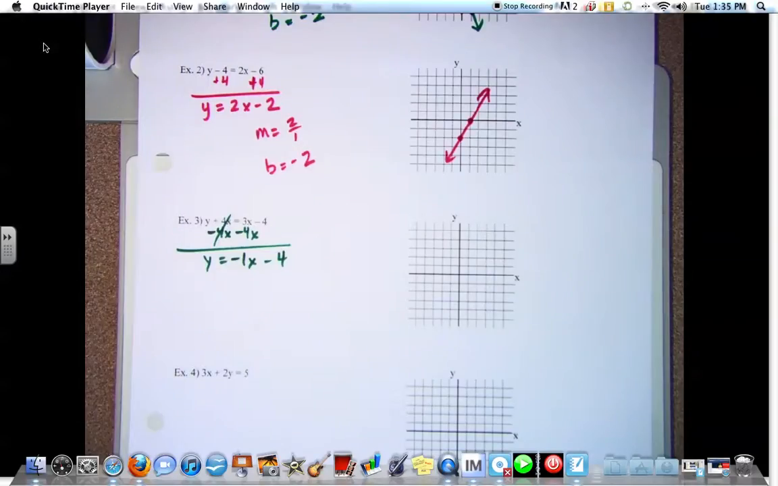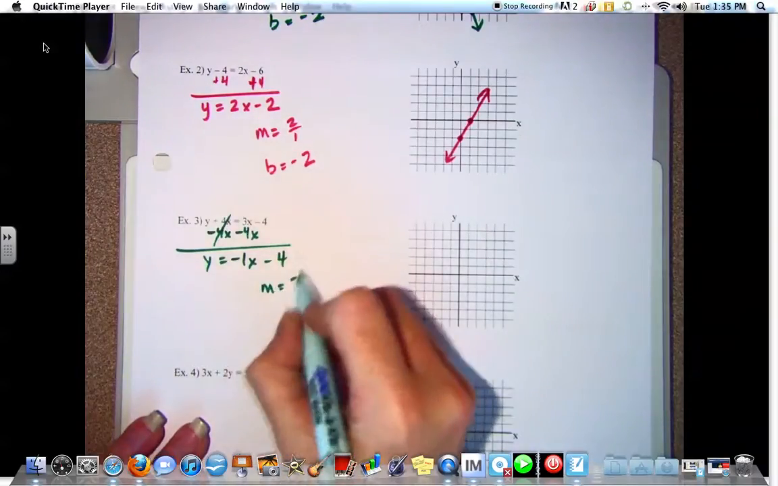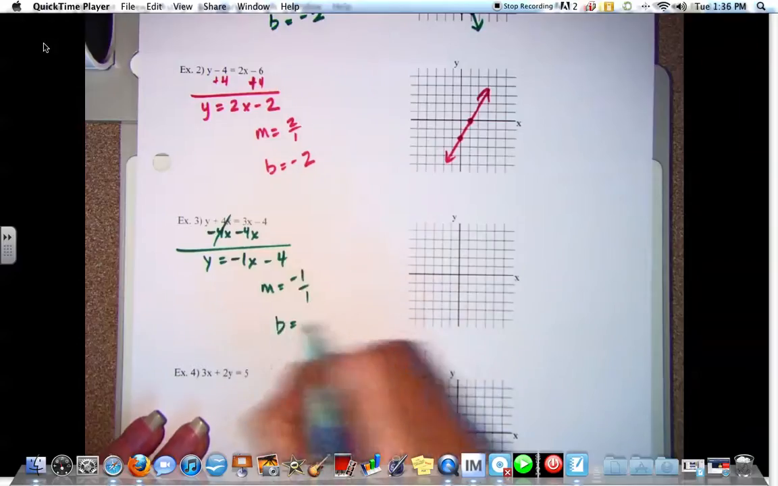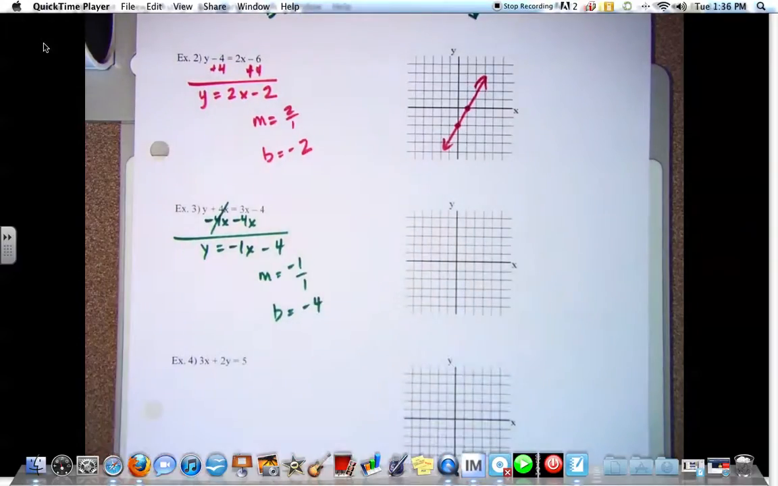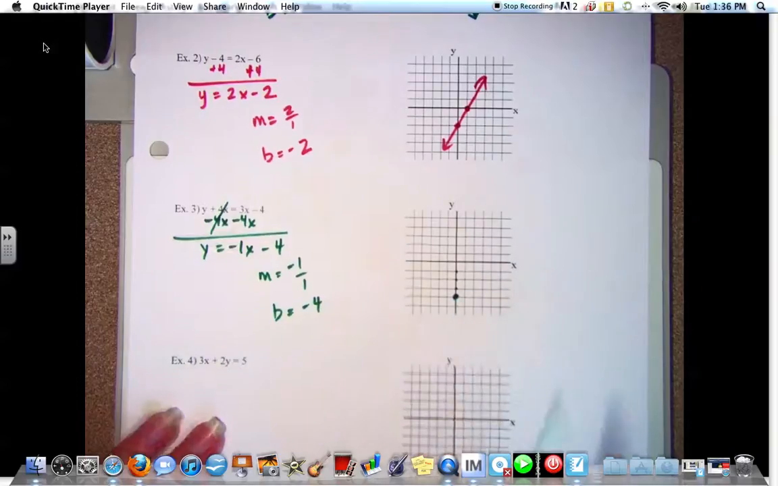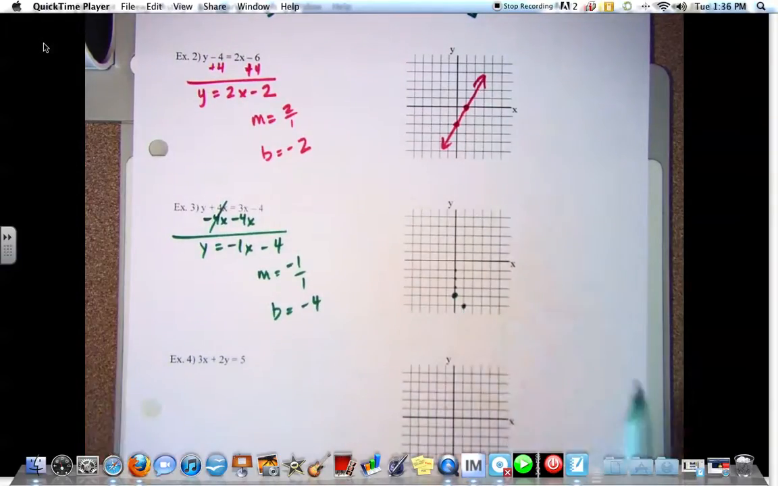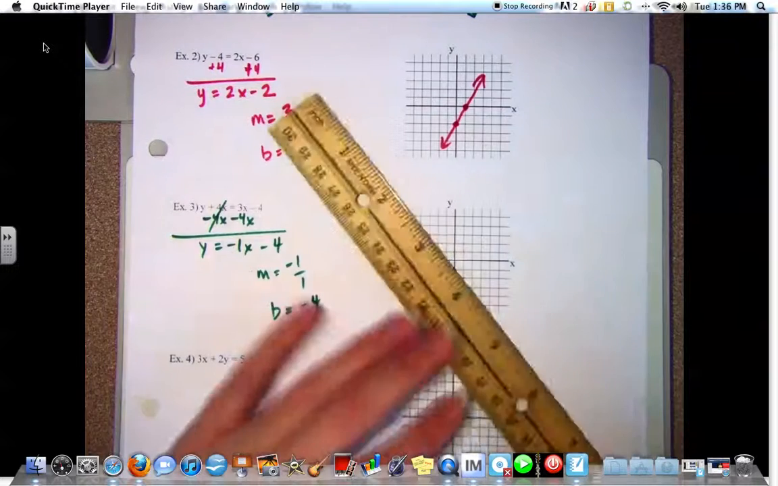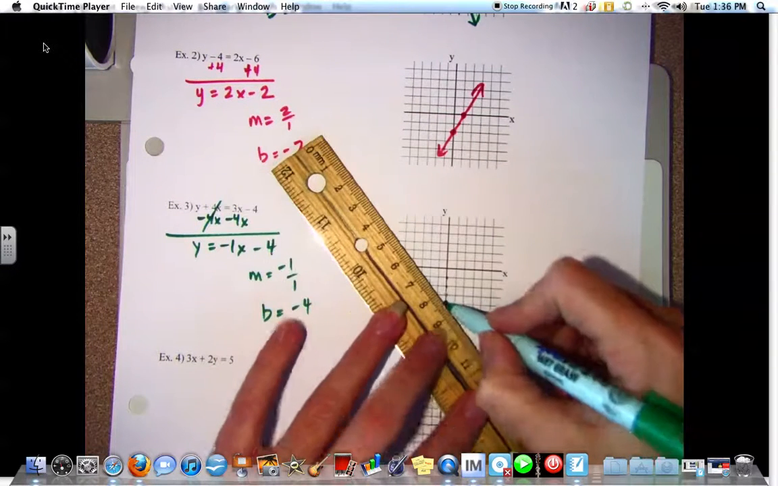Will, what's my slope? Negative 1 over 1. Okay. And my y-intercept? Negative 4. All right. So where am I going to put my first point? At negative 4. So 1, 2, 3, 4. And from there? Then you go down 1 over 1.